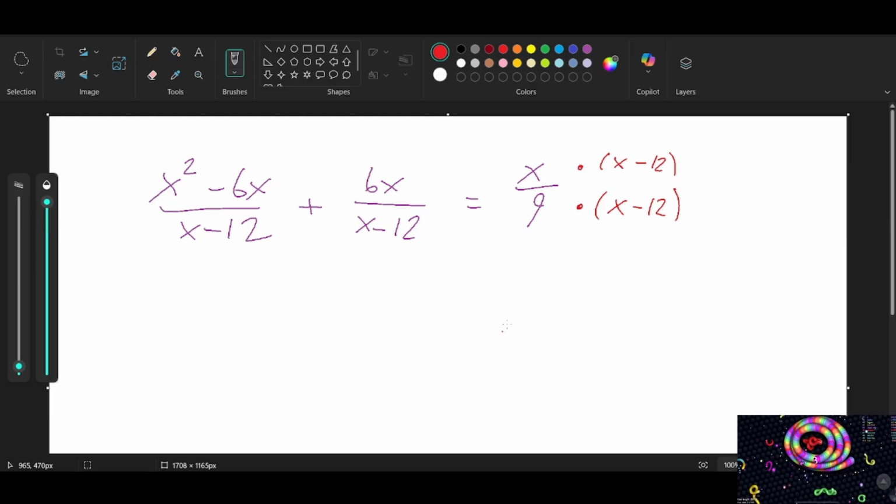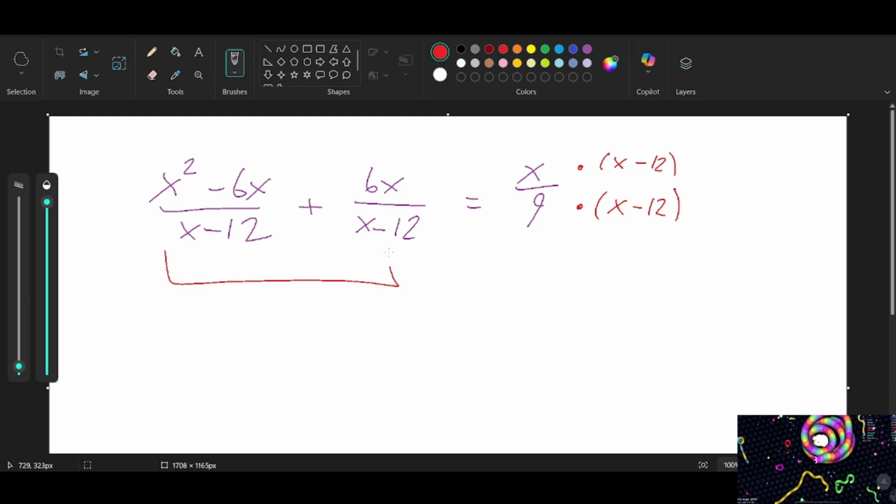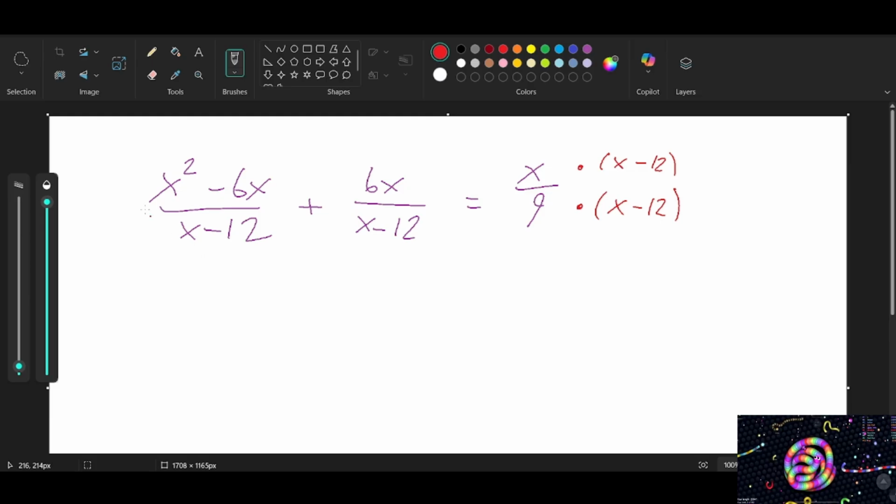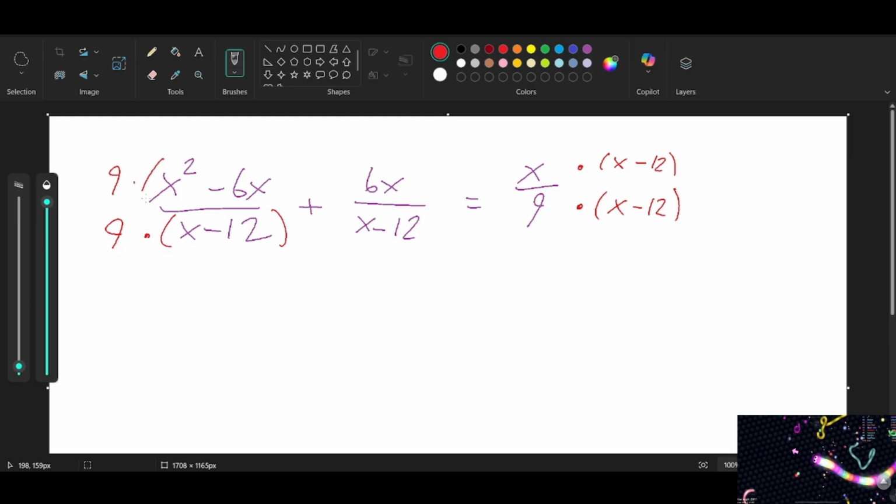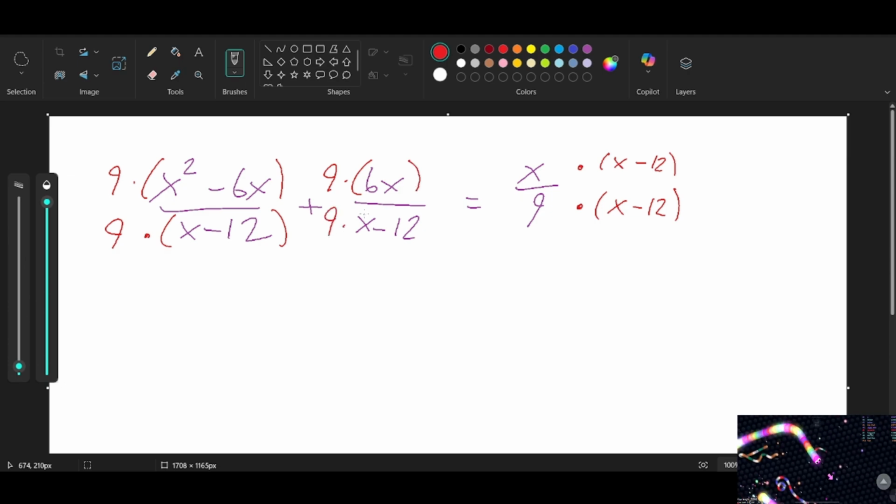So I see that we got 9 times x minus 12. So now they all have an x minus 12. But now these two functions don't have a 9. So I got to multiply these by 9. Notice how I'm writing parentheses around these things, because I need to make sure that I multiply the entire denominator and the entire numerator by this 9. Otherwise, it's not going to work out the way that we need it to.